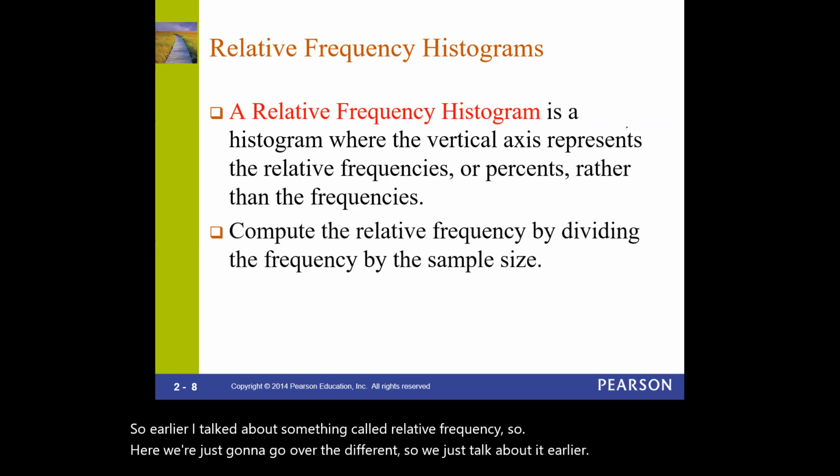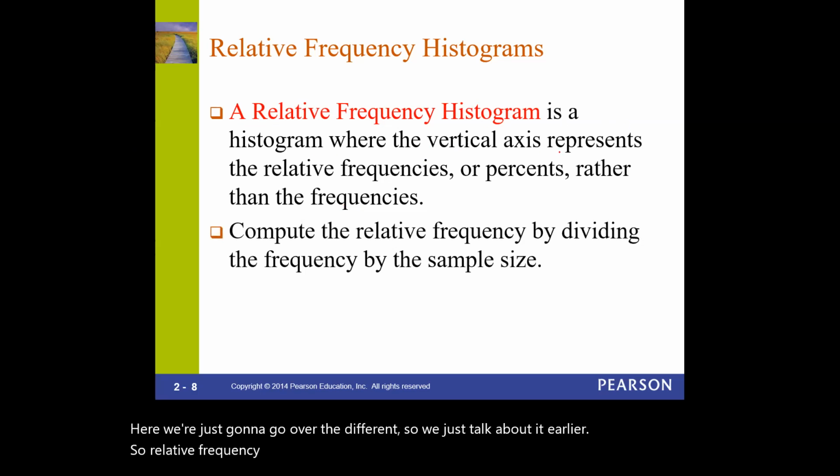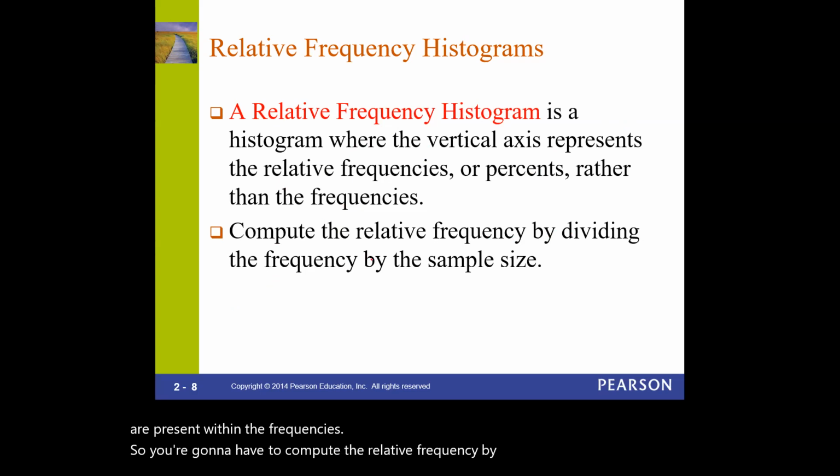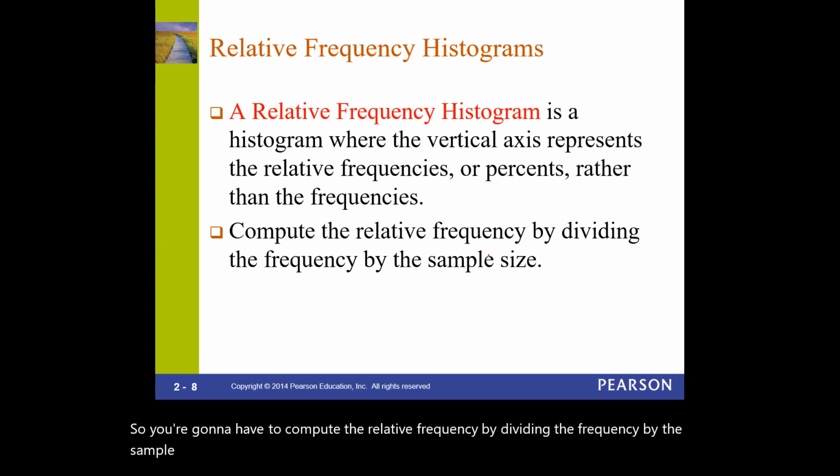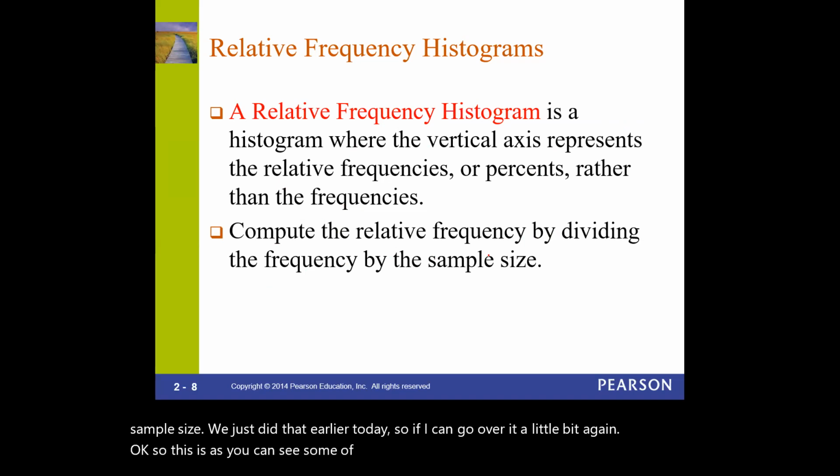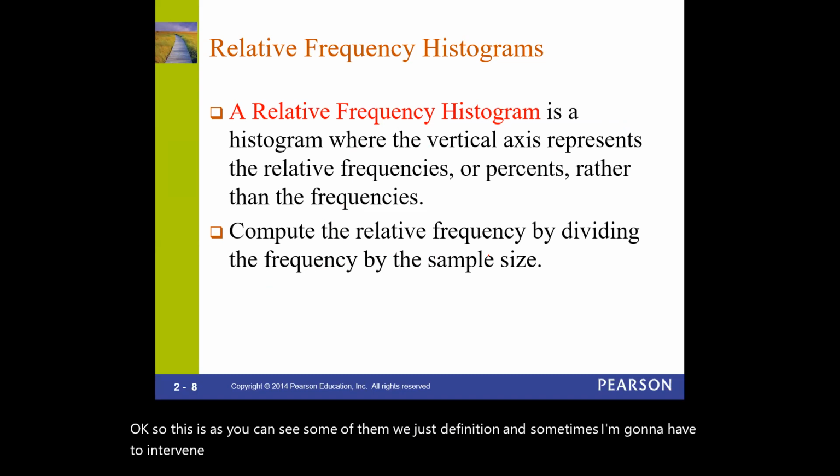A relative frequency histogram is a histogram where the vertical axis represents the relative frequencies or percent of the frequencies. So you're going to have to compute the relative frequency by dividing the frequency by the sample size. We just did that earlier today. So if I can go over it a little bit again. Okay. So this is, as you can see, some of them with just definition, and sometimes I'm going to have to intervene myself and show you something completely different. We don't stick only with the definition.